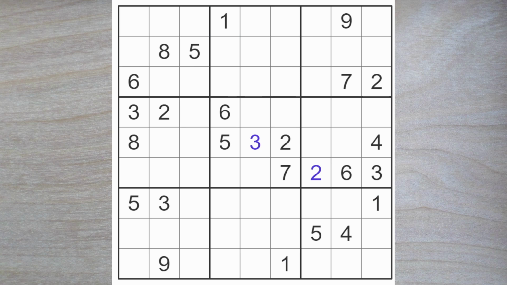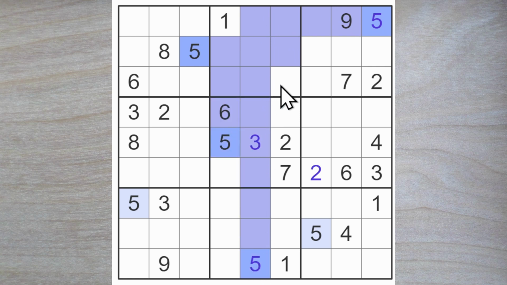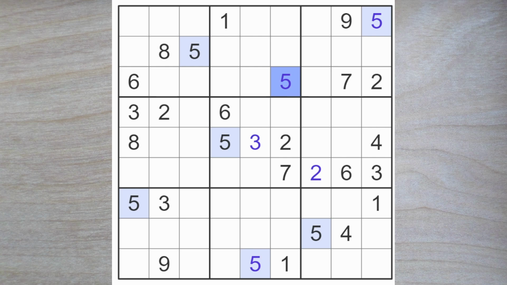So what else? A 5. 5 blocks over here and down. Here's a 5. And we have a 5 blocking up and across. Here's another 5. Now we have 2 5's blocking across and 2 5's blocking up. So 5 here, one more 5, I believe, yes. This 5 blocks down, this blocks up, and this blocks across. So 5 goes here. And one final 5 must go here. So that's it for the 5's.